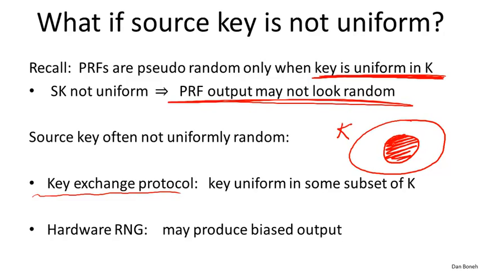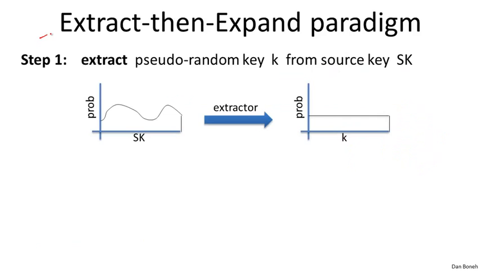And so KDFs have to accommodate for the fact that key exchange protocols actually don't generate uniform bit strings. The other problem is that the hardware random number generator you're using might actually produce biased outputs. We don't want to rely on the non-bias of the hardware random number generator, and so all we want to assume is that it generates a high entropy string, but one that might be biased, in which case we have to somehow clean this bias. And so this introduces this paradigm for building KDFs. This is called the extract-then-expand paradigm, where the first step of the KDF is to extract a pseudo-random key from the actual source key.